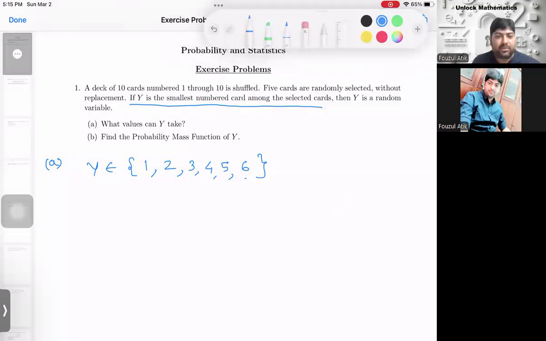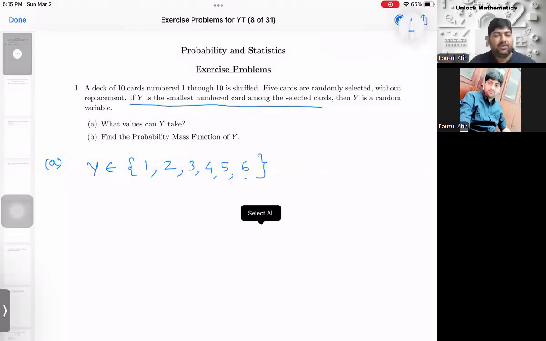Now think about the second part of this question: find the probability mass function. Before that, let us think about a particular case first. Suppose you calculate the probability of Y equal to 3. What does it mean? It means you have randomly selected 5 cards, and among these 5 cards, the smallest card is 3. So how many ways can you do this?